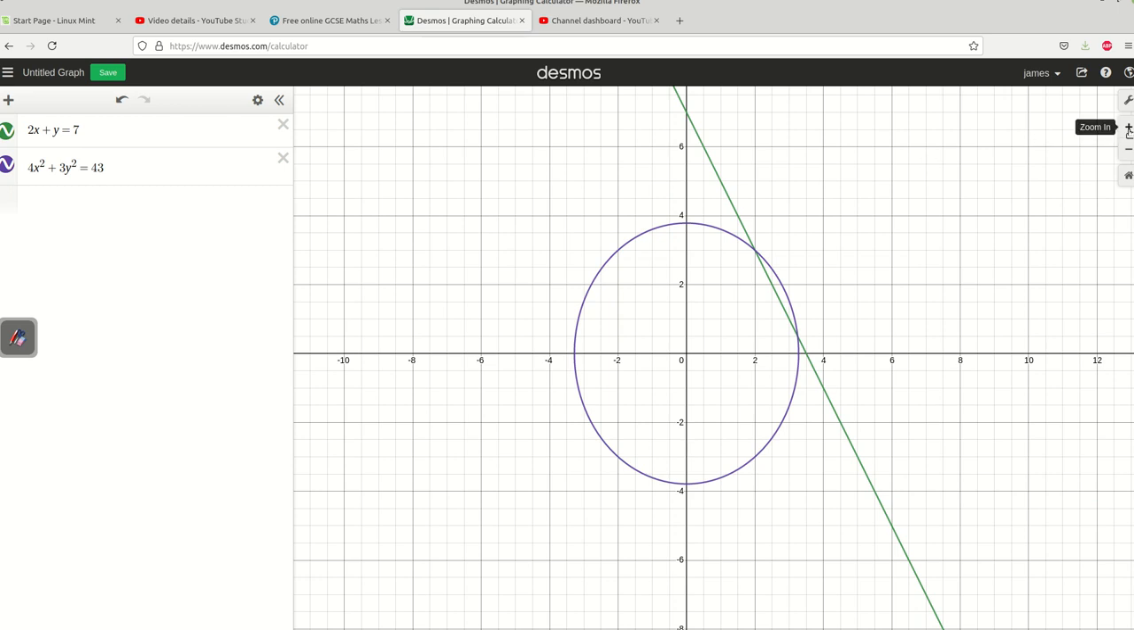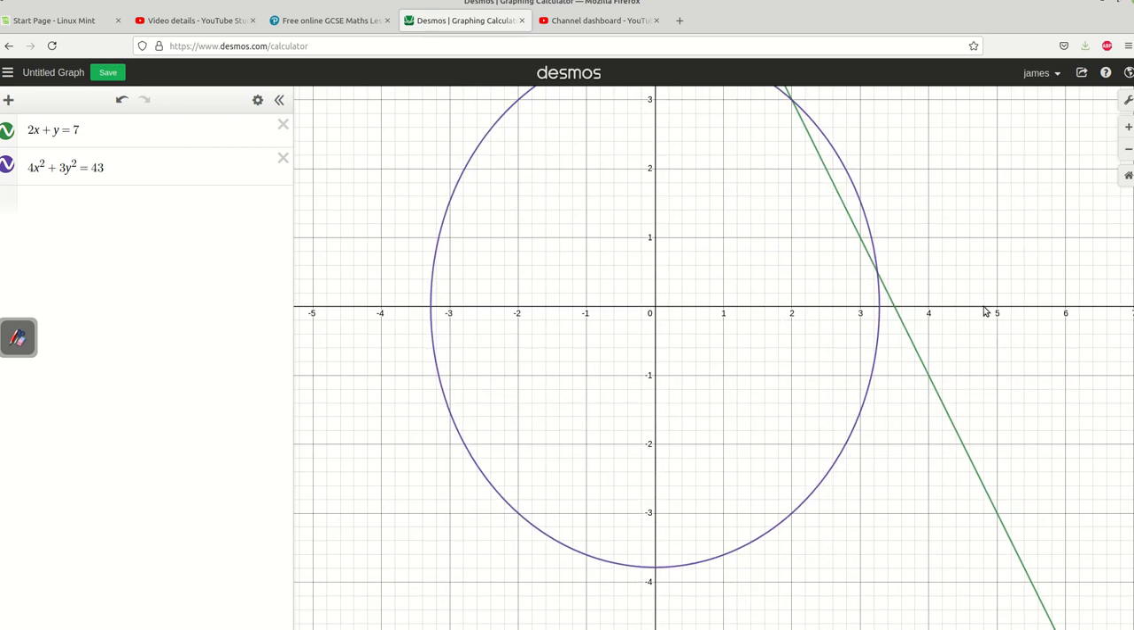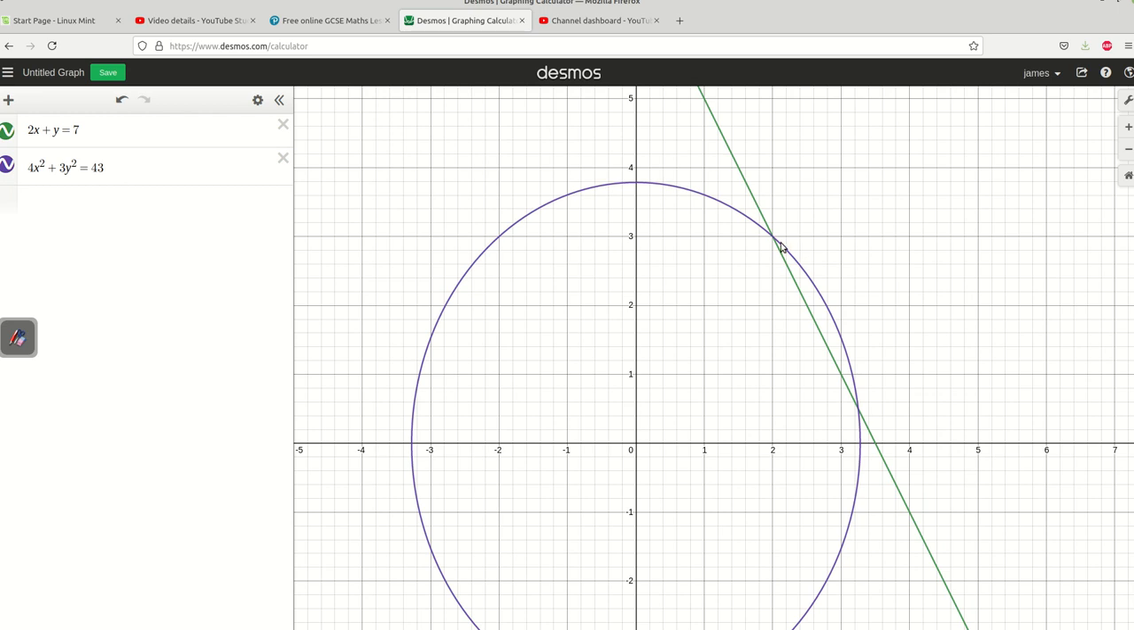Let's have a look and see if that corresponds with what we've got here. If I click on there, the point 2, 3 is indeed where they intersect, and the other one there is the point 3 1/4, or 13 over 4 and 0.5, or a half.